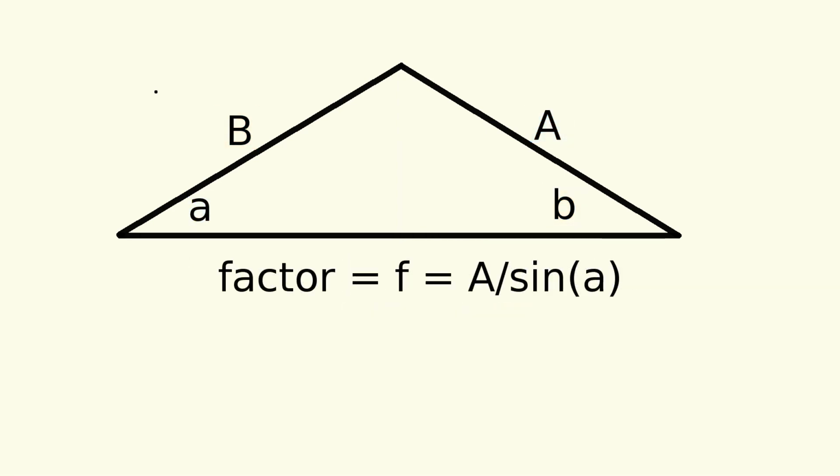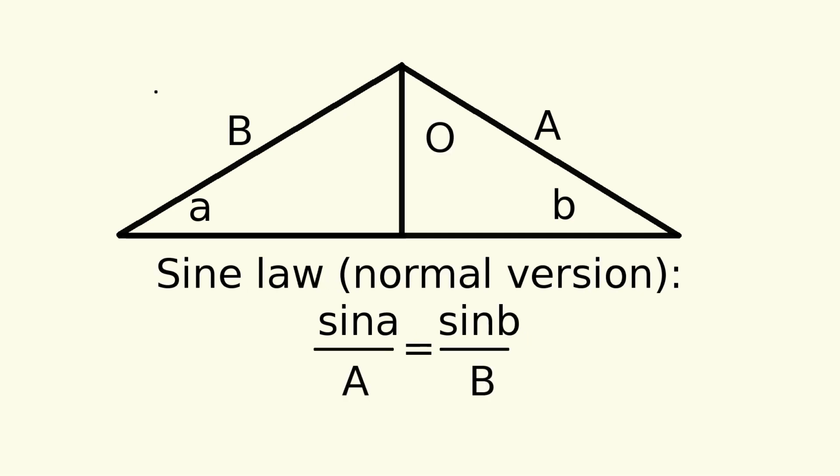Here's how to use the sine law. To start, divide a known side by the sine of its opposite angle, obtaining the constant factor for the triangle. To find a side, multiply this factor by the sine of the opposite angle. To find the sine of an angle, divide the opposite side by the factor. If you only know one thing about triangles, the sine law is the one thing.